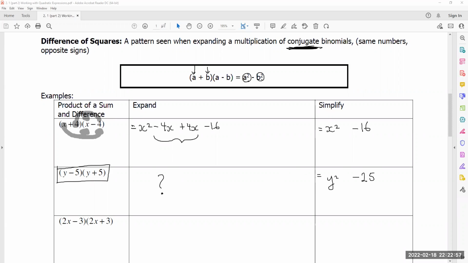Okay. And just to prove it to you, I'll do this middle one. If I multiply this out, this gets y times y, y squared. And then y times 5, positive 5y. Negative 5 times y, negative 5y. And then negative 5 times 5, that's negative 25. And that's this part. This positive 5y and this negative 5y will essentially turn into 0.